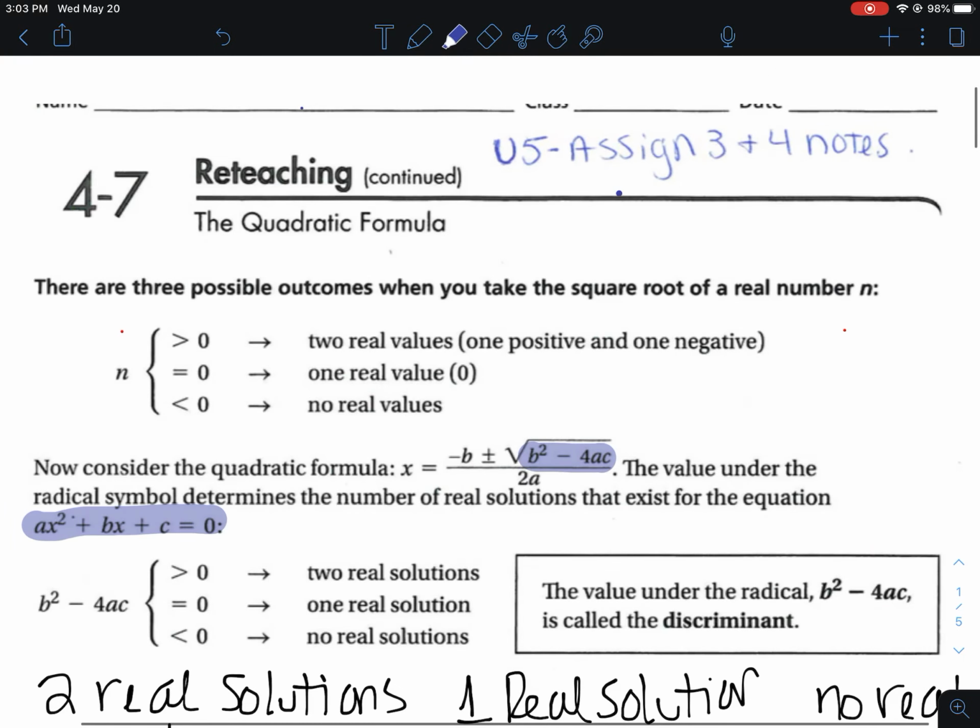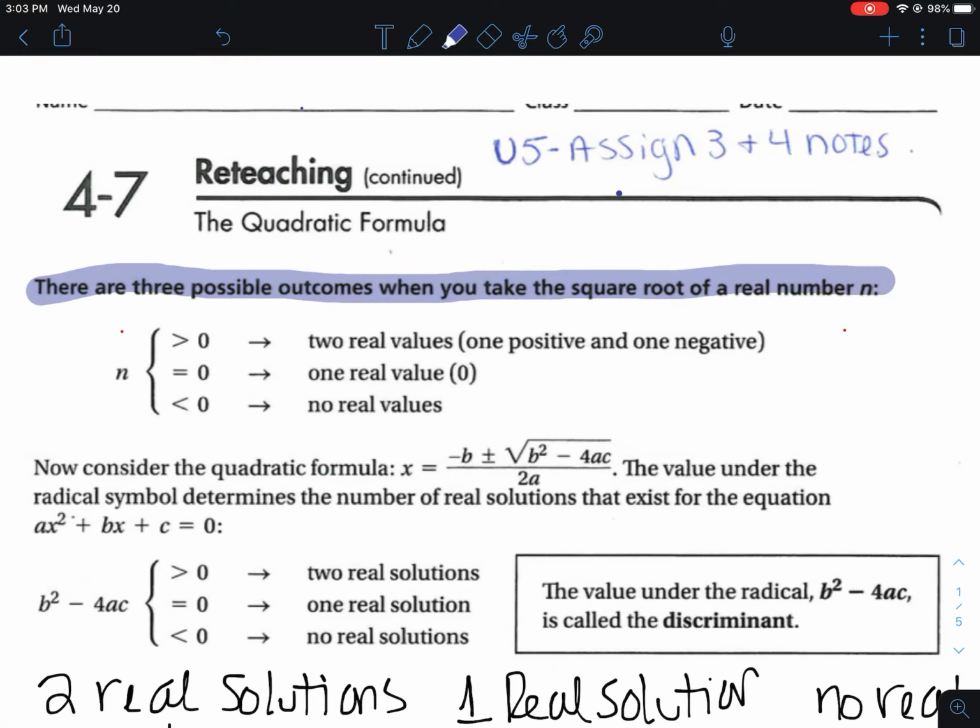But before we jump into that, let's connect this to what we did last class, okay? So this statement here says there are three possible outcomes when you take the square root of a real number n. In last class, we worked on solving with the square root method. So the first says that when n is greater than 0, which all that means is when n is positive, you should get two real values, one positive and one negative.